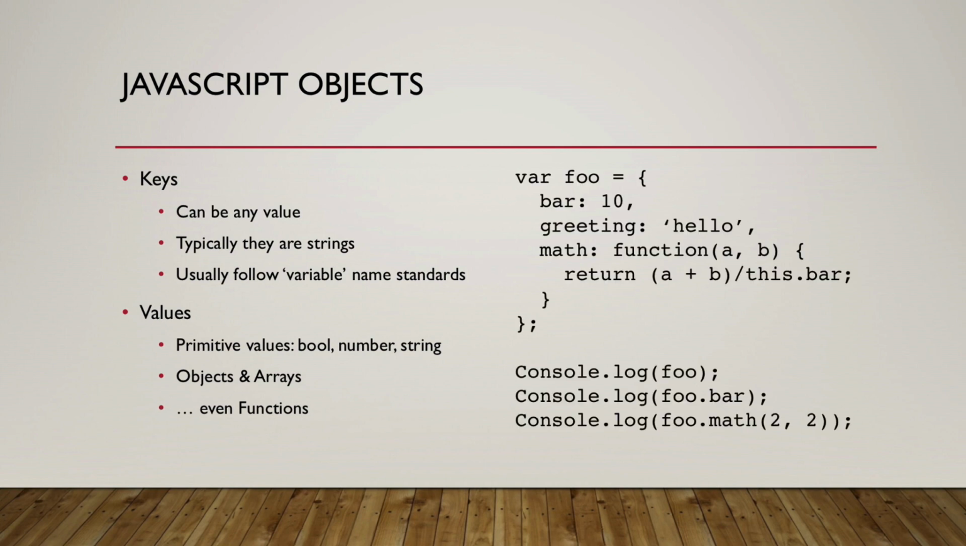Let's see a little bit of an example here. This is just something that I whipped up just to give you an idea of what this looks like. So here you see we're declaring a variable named foo, and we're setting it equal to this curly brace block.